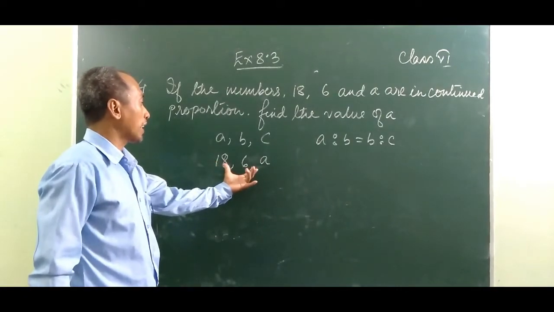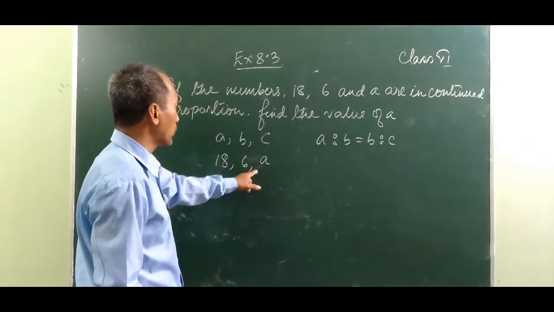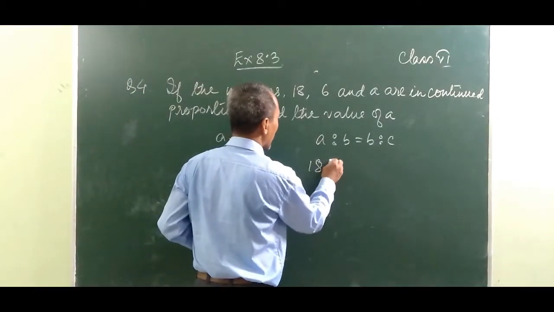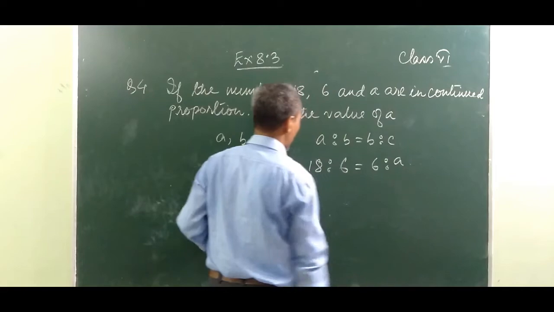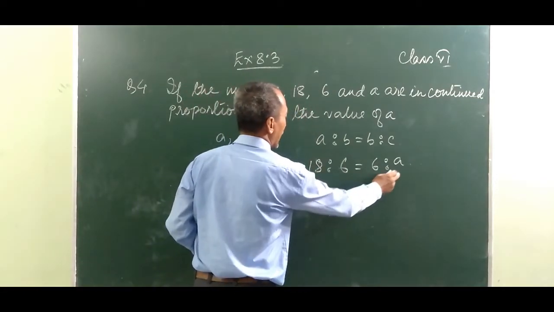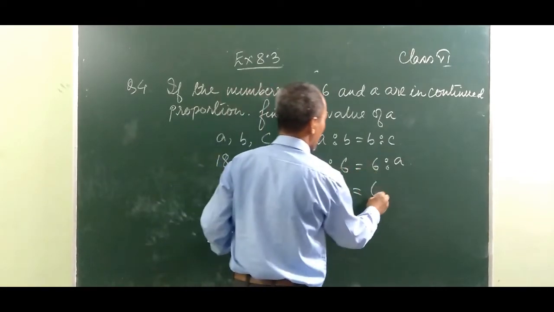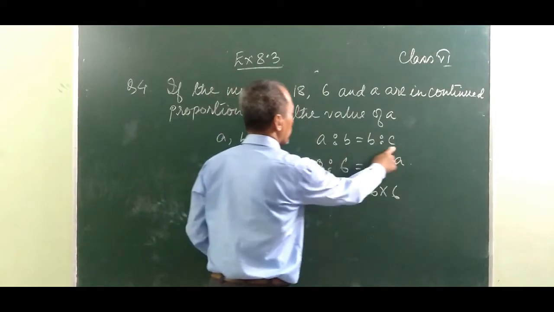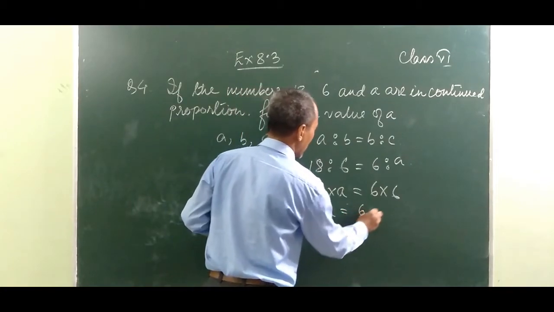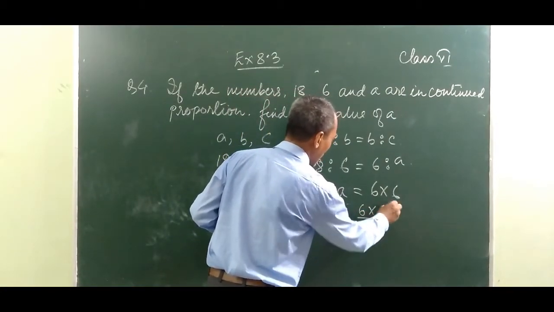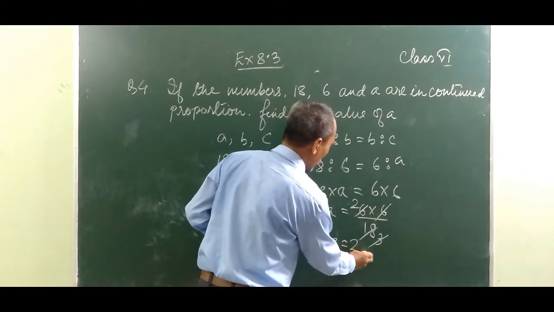So here three quantities are given, that is 18, 6 and A. So how should we arrange to be in continued proportion? If 18, 6 and A are in continued proportion, that is 18 is to 6 will be equals to 6 is to A. So the product of the two extremes, that is 18 into A, will be equals to 6 into 6. The product of the two extremes should be equal to the product of the two means. So therefore A equals 6 into 6 by 18. So 6 3s are 18, 3 2s are 6. Therefore A is 2.